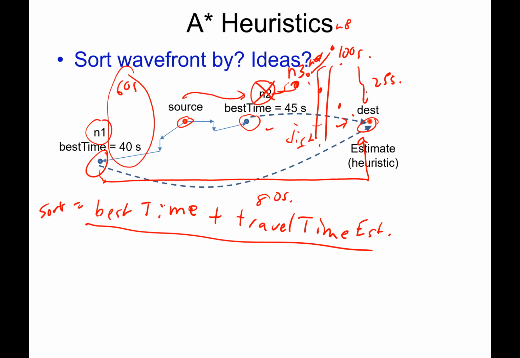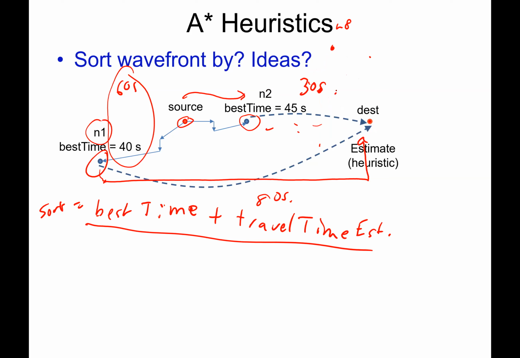Well, let me give you another example. Let me erase all this, and let's say for N2, we estimate the travel time is 30 seconds. Actually, let me change that. Let's say we estimate the travel time is 50 seconds from N2. So we think our total time is going to be 95 seconds. And let's say that we estimated the travel time from N1 was 60 seconds, so our total time would be 100.